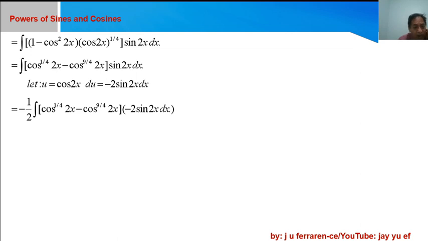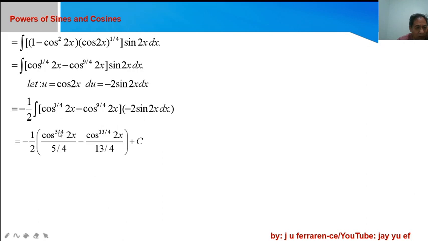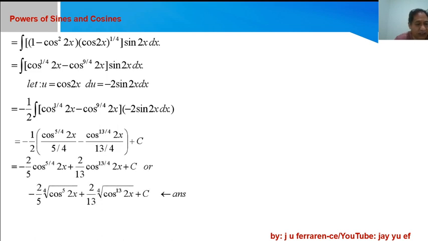and increase 9/4 by adding 4/4 also. As a result, we have cosine raised to the power 5/4. This is divided by n plus 1 also. Minus a cosine raised to the power 13/4 divided by 13/4. I can distribute my 1/2. So I can obtain 1/2 times 4/5 because it's divided by 5/4. So I have a constant coefficient of negative 2/5 from the first term.